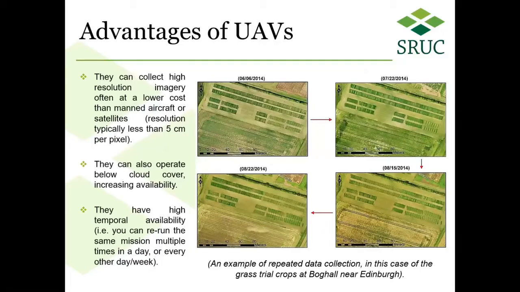And also you can operate under cloud cover, where manned aircraft and satellites basically won't see anything, because it's cloudy, like a day like today. I can see out there, but it's got a thick level of cloud, so I won't see anything on satellite imagery. We can fly underneath that, so you can still collect data. And that gives you high temporal availability.